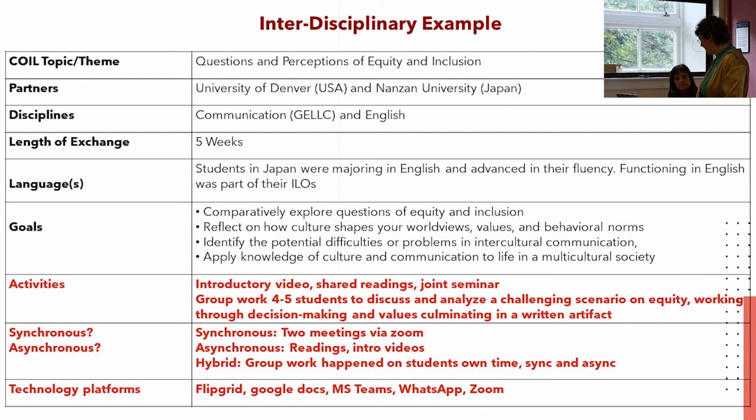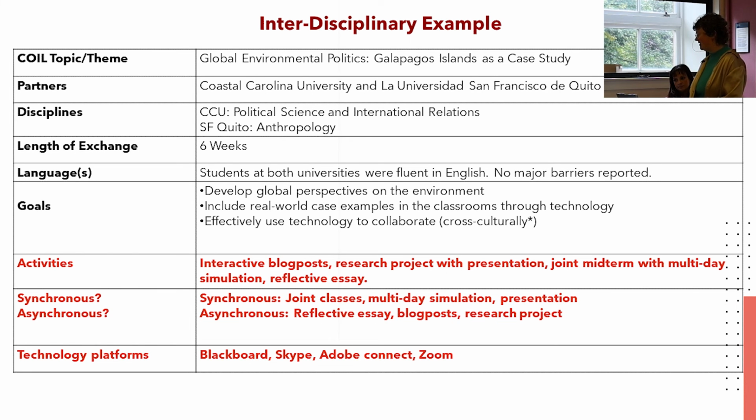This last example, I think I have some time, is not a University of Denver example, but 2 different universities were able to meet over 6 weeks. These ones were a little bit different in disciplines: a political science and international relations course, and an anthropology course. Students in both universities were fluent in English, so there were not as many language barriers here. They identified some goals between both partners, and then they had activities.